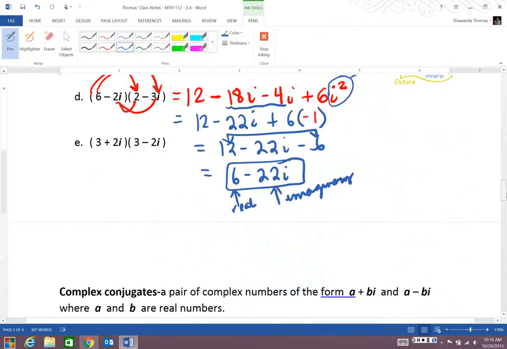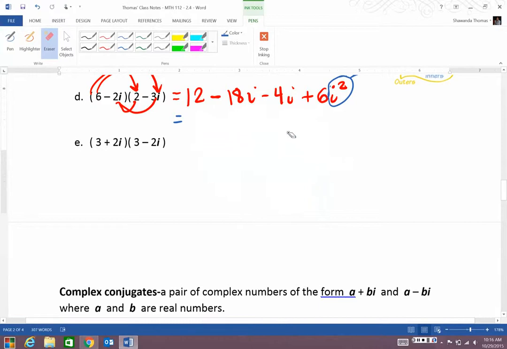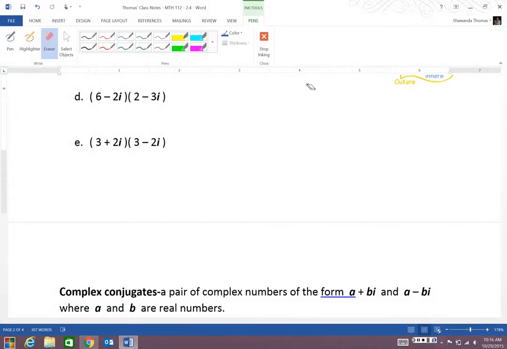Alright, next we're going to work on E. E is 3 plus 2i times 3 minus 2i. Now that should look familiar to you from Math 100, because isn't it similar to a difference of squares? So I know something will cancel just because we have the same terms here, but the signs are different in the middle.